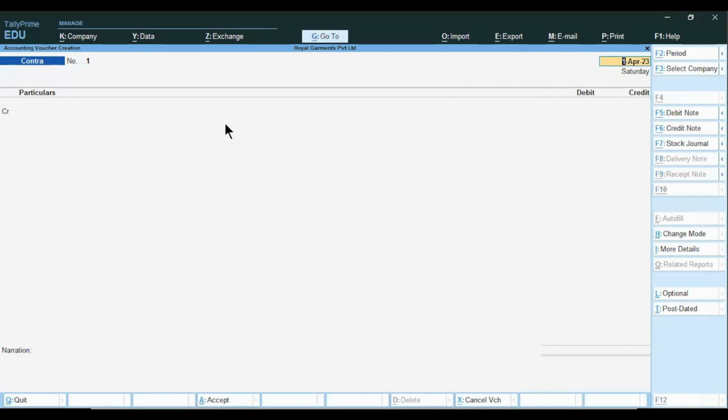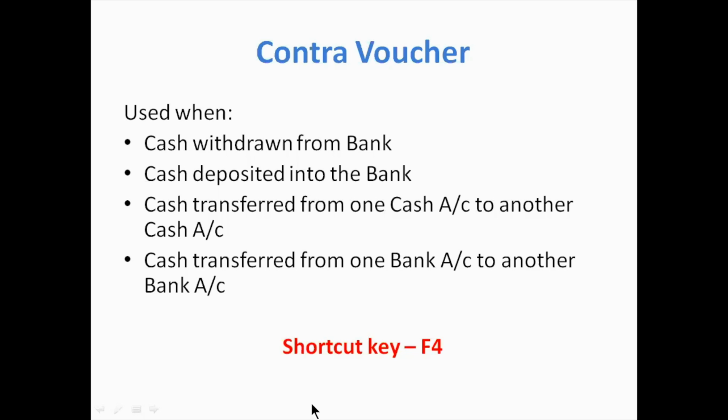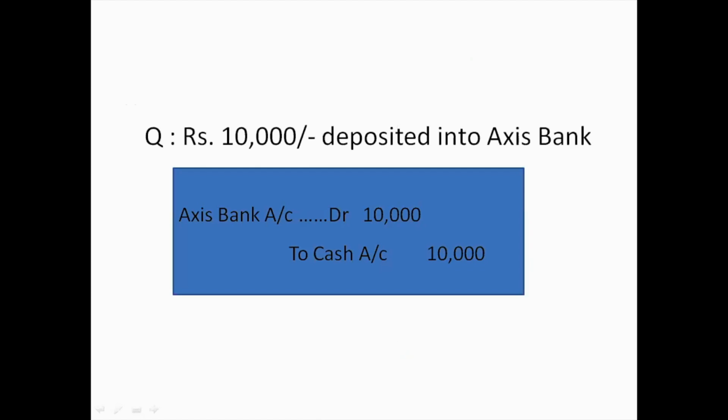Well, to pass the contra voucher, we have one example. Suppose the question is rupees 10,000 deposited into the Axis Bank. We have deposited cash of rupees 10,000 in the Axis Bank. Okay. So the entry will be debit Axis Bank account and credit will go to cash account. Axis Bank account debit to cash account.